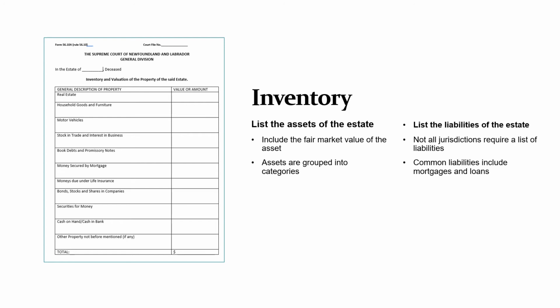Assets are grouped into categories to help form a summary of the estate value. As always, the form itself varies from one jurisdiction to another, but the general idea is the same across Canada. Common categories include real estate, motor vehicles, life insurance payable to the estate, and bank accounts. Along with the list, the executor needs to include the fair market value of each item. Some jurisdictions also require a list of liabilities and the corresponding value. Most often, this means a mortgage or a loan.